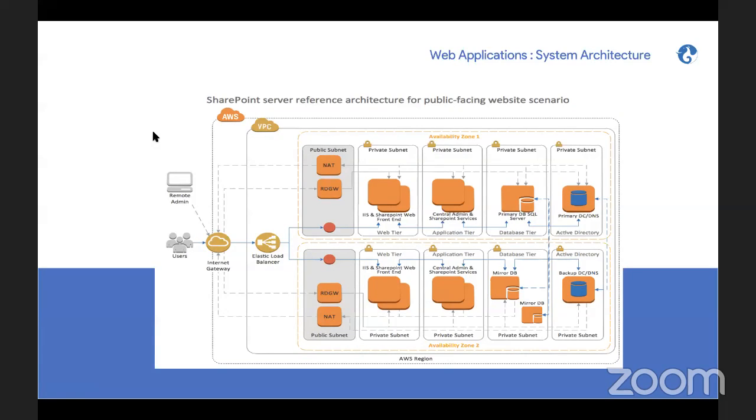See, most of the regions have 3 availability zones. You can select up to 3 availability zones, depending on how much high availability you want to provide, and the disaster recovery that you want to provide.